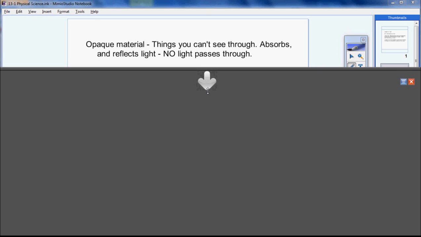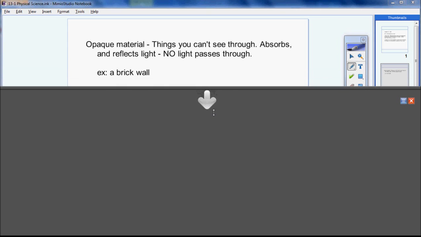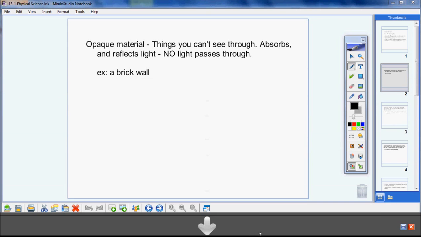What I would like you to do right now is go and find something that you can put your hand behind and you can't see through it. Once you've found that thing, you put your hand behind it and you can't see your hand, that thing that you found is opaque. An example you can write in your notes is a brick wall. If you have a brick wall, you stick your hand behind it, you can't see your hand. Or if a person walks behind it, you can't see them anymore. So you would say that that thing is opaque. Okay?